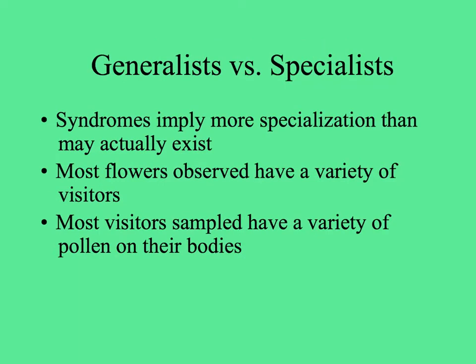A problem, however, with syndromes is that they imply that there's more specialization than maybe really exists. And most flowers, when we actually study them, have a variety of visitors. And most of the visitors have pollen on their bodies, so can move pollen and fertilize flowers, although some are often better than others for any given plant species.